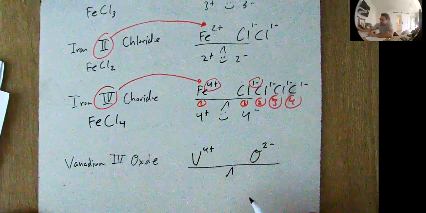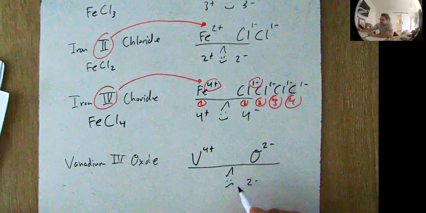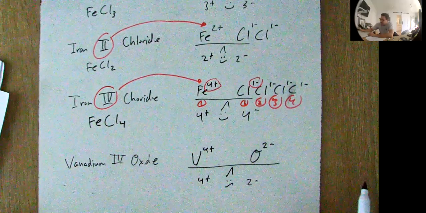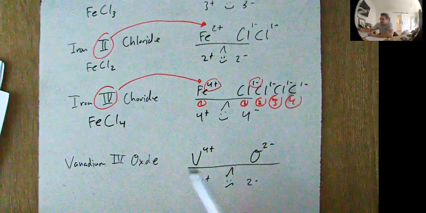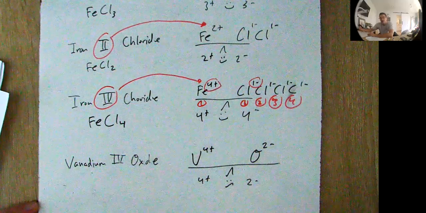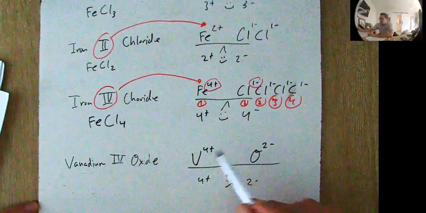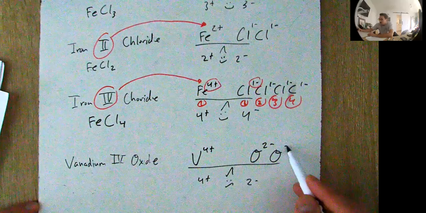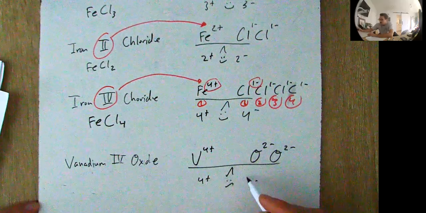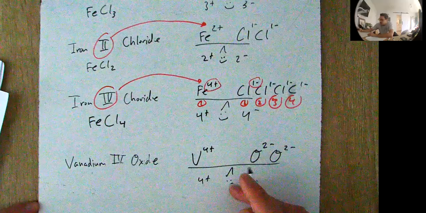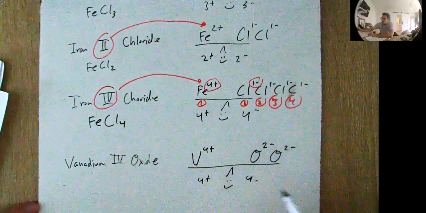Well, we can see that 2 minus is not happy with 4 positive. They need to balance each other out. So in order for this ionic compound to actually form an ionic compound, there must be 1 vanadium bonding with 2 oxygen atoms. And that means that there's going to be a 4 minus charge balancing out happily with a 4 positive charge.